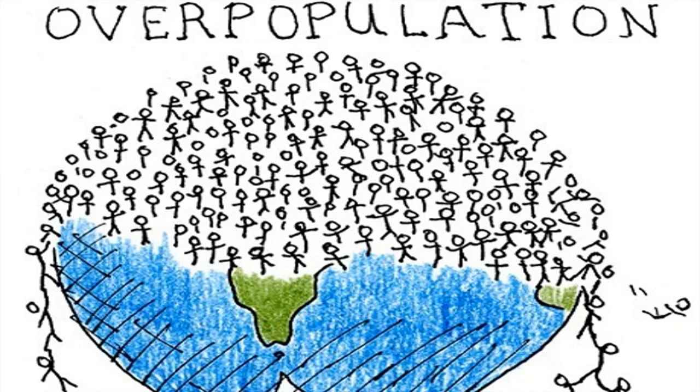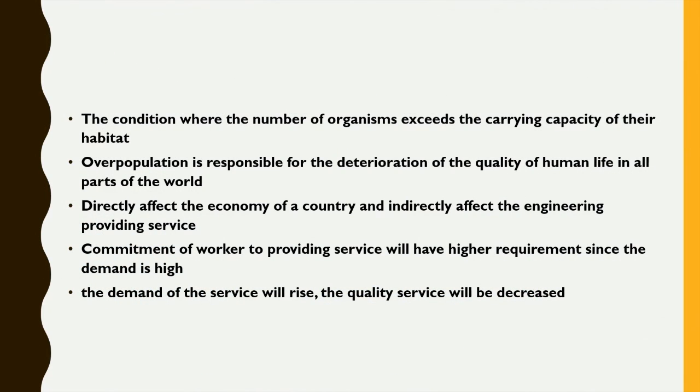One of the global issues is overpopulation. The population of every country is a very important asset. However, too much of a thing is harmful. And similarly, if a country is prone to overpopulation, a great deal of problems results from that. Overpopulation is responsible for the deterioration of the quality of human life in all parts of the world.